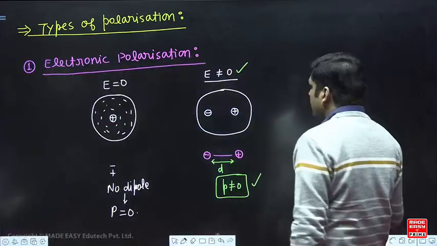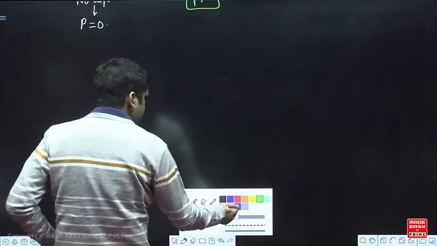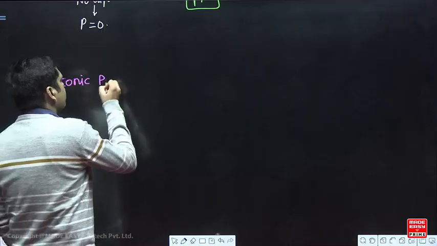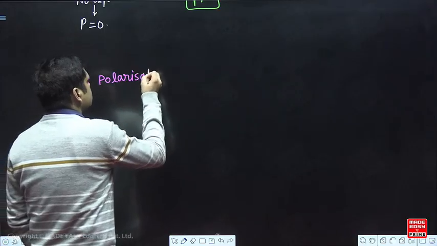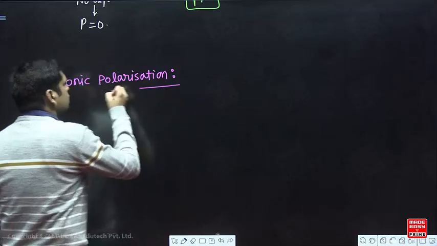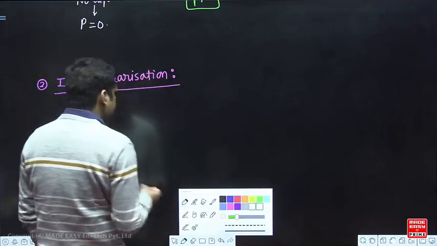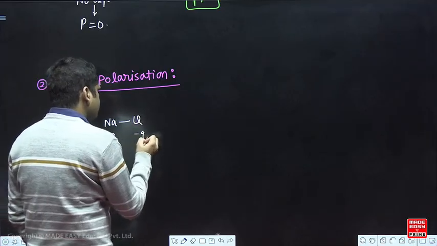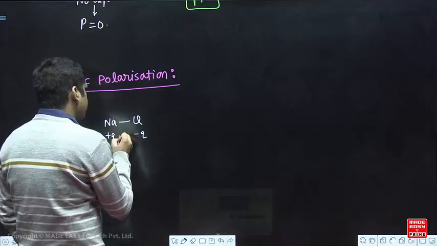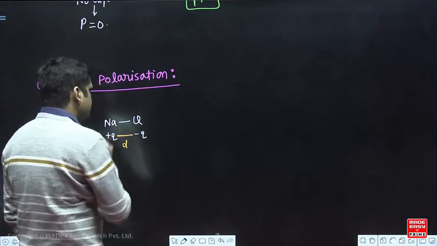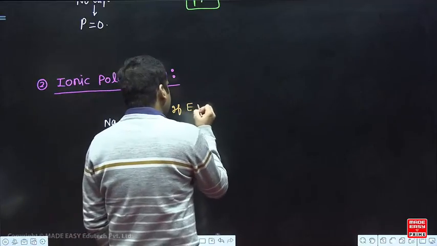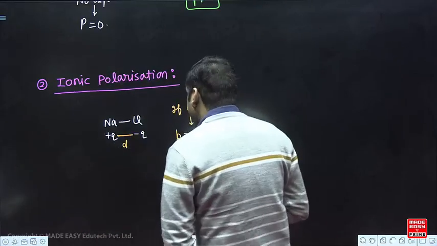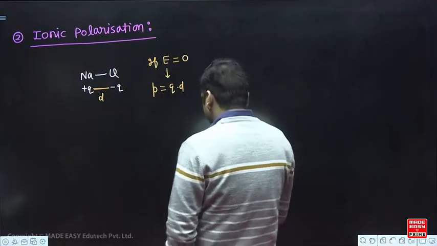Next, second one, ionic polarization. As the name suggests, it is found in ionic materials. Let us suppose we have an ionic compound NaCl. In NaCl, plus Q and minus Q are separated by a certain distance, that is their bond length. Let us suppose it is D. Even if we do not apply electric field, still we have P equal to Q into D. But if you see in overall volume, polarization is 0.